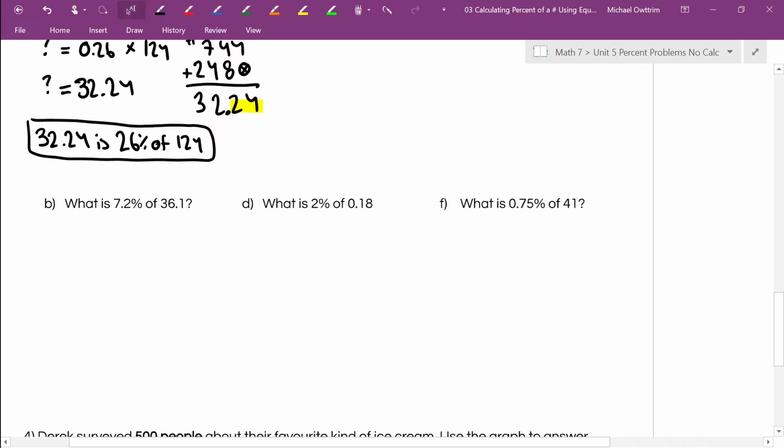What is 7.2% of 36.1? Remember, we need to move our decimal twice. Multiplied by 36.1. Let's do that multiplication.